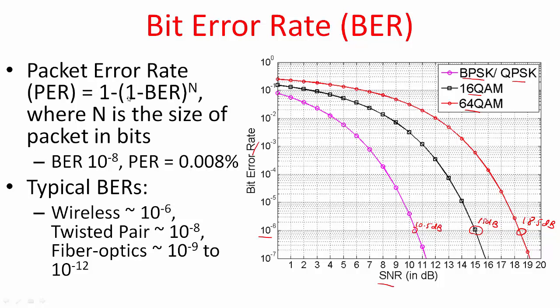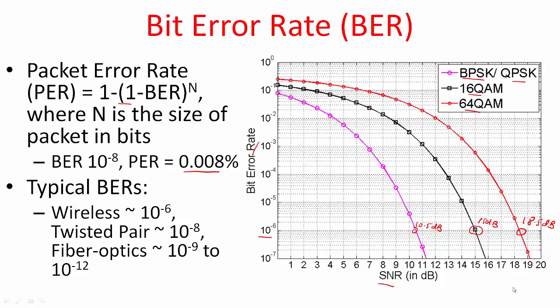Now packet error rate is given by this formula. Even if one bit in a packet is in error, we consider the packet to be in error. So if n were the size of the packet in bits, the packet error rate is given by this. So if you have a bit error rate of 10 to the power of minus 8, this can result in a packet error rate of 0.008%.